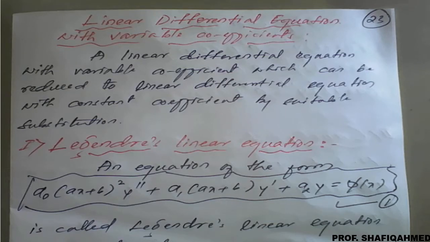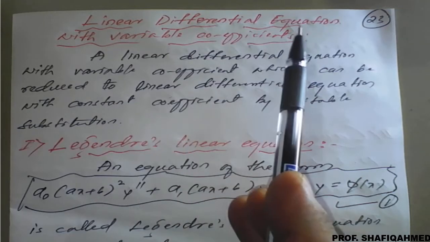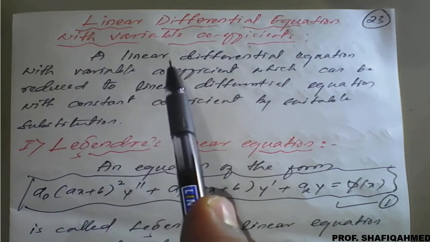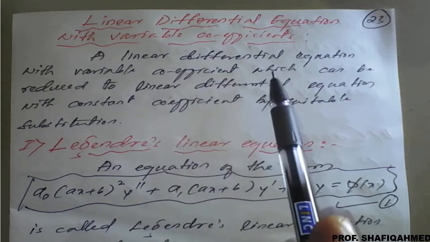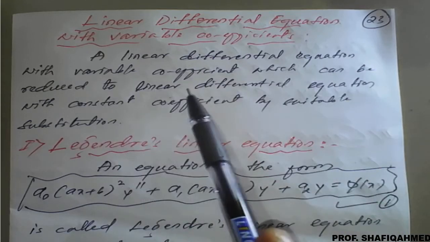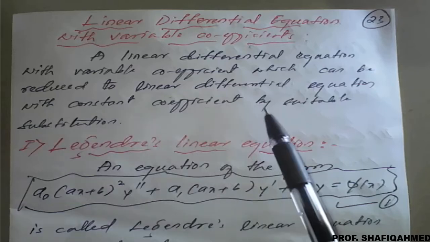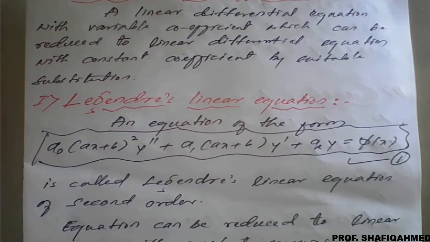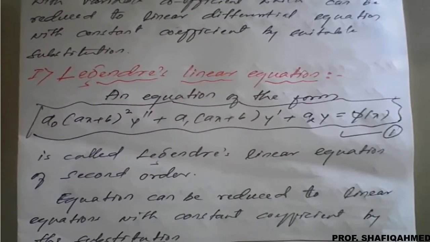Here we are going to reduce the differential equation, then we are going to solve. So the next concept is what here? A linear differential equation with variable coefficient which can be reduced to a linear differential equation with constant coefficient by suitable substitution. So here we have two kinds of linear equation. One is the Legendre linear equation and the second one is the Cauchy's linear equation. We'll see one by one.